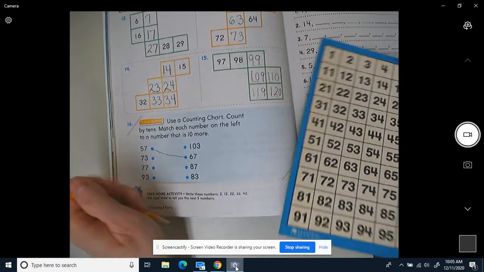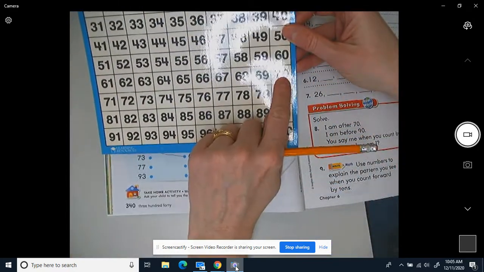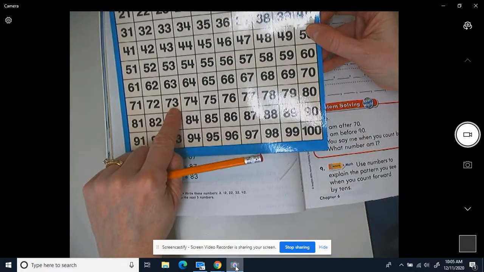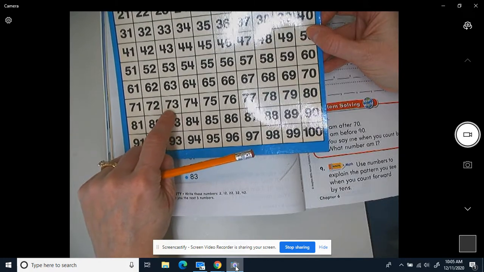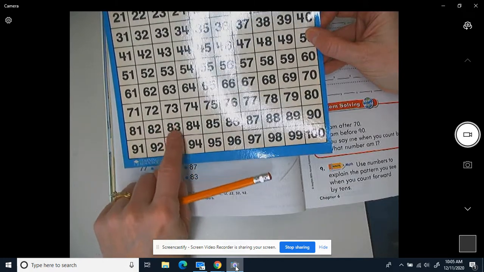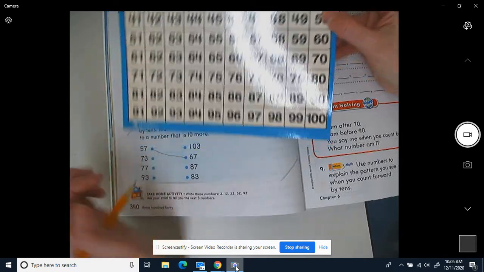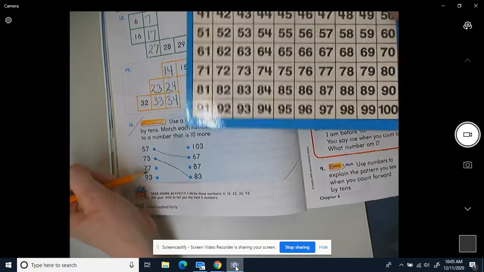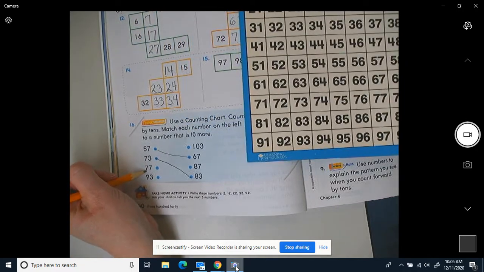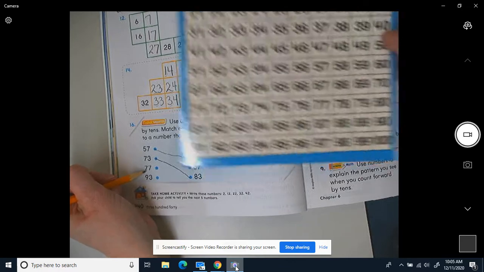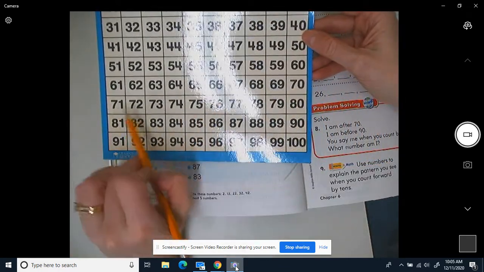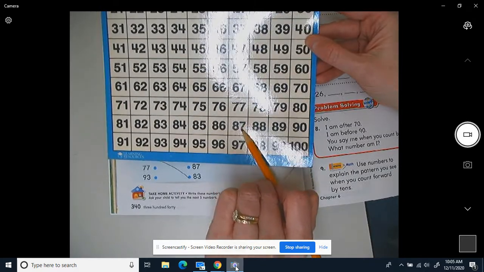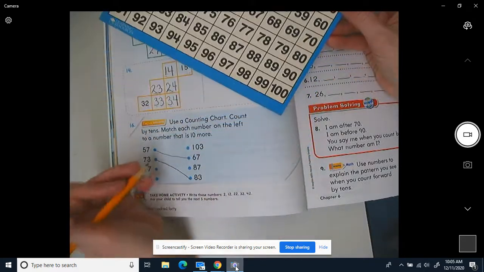Okay, 73. 70, there's my 70, 71, 73. And we want to find 10 more than that. Well, I go down the 100 chart, 73, 83. What about this one? 77, and I want to add 10 more. So I find 77. What's 10 more going to be? 77, 87.